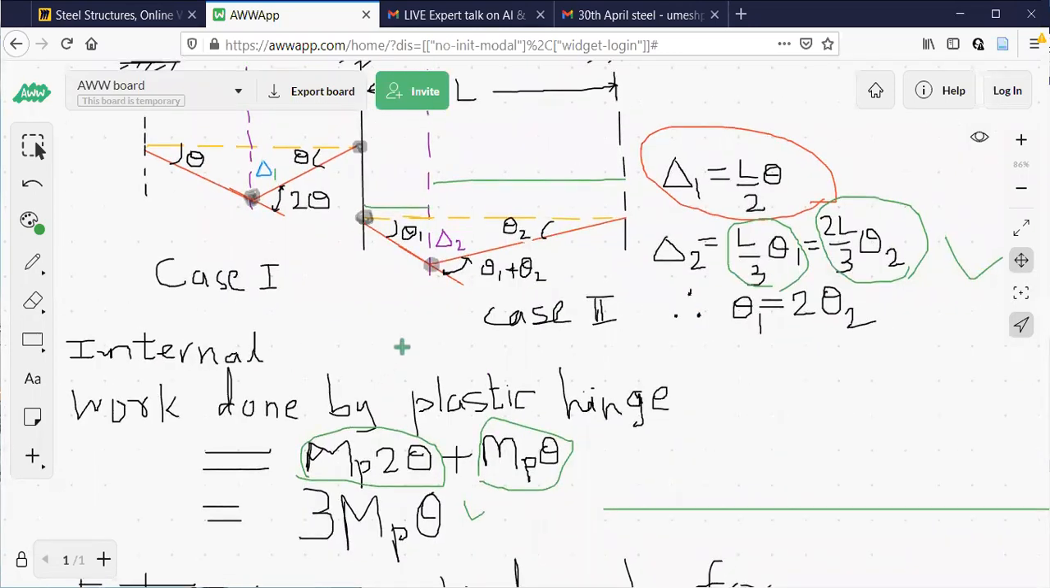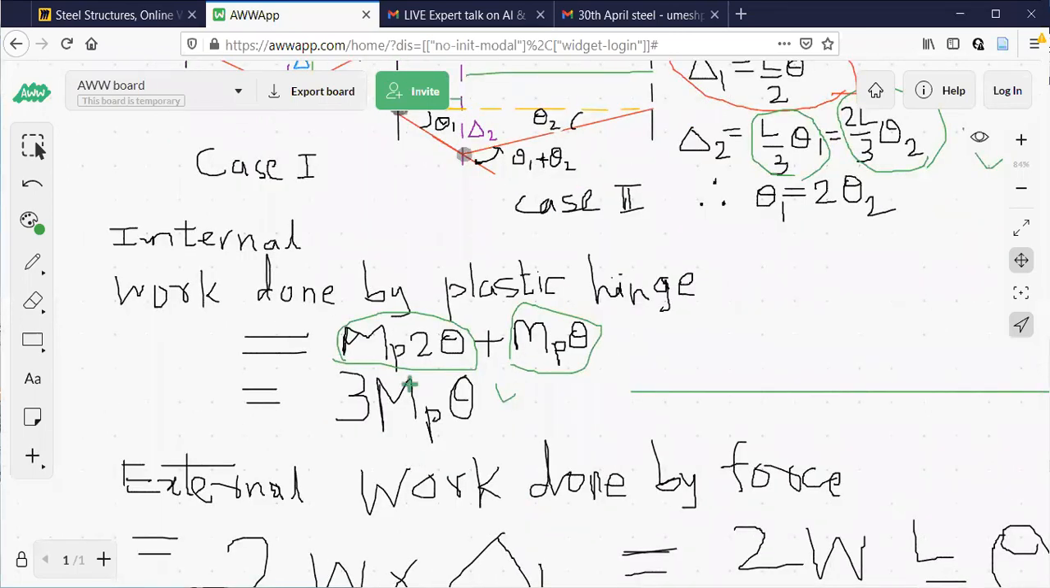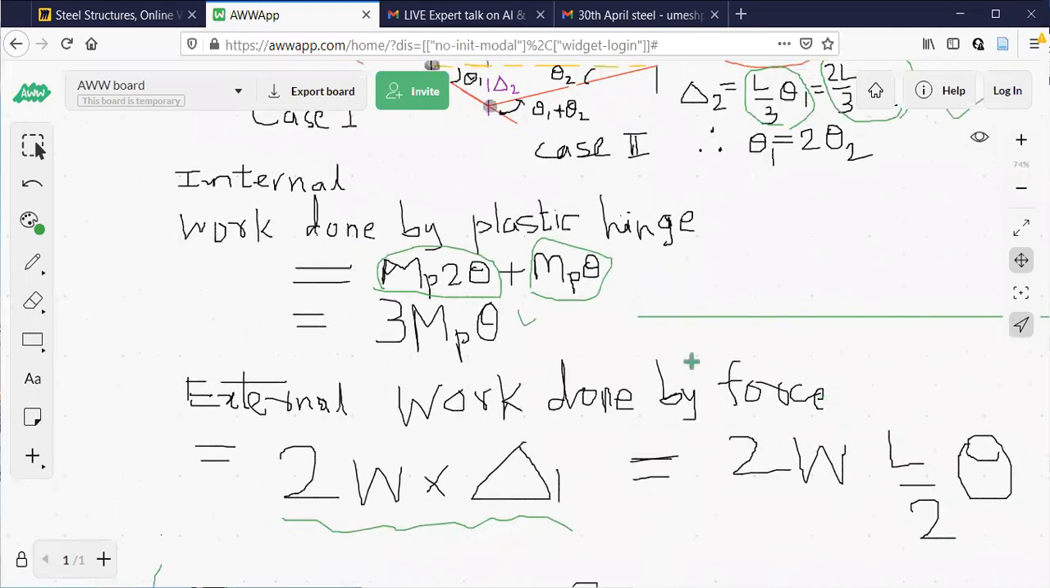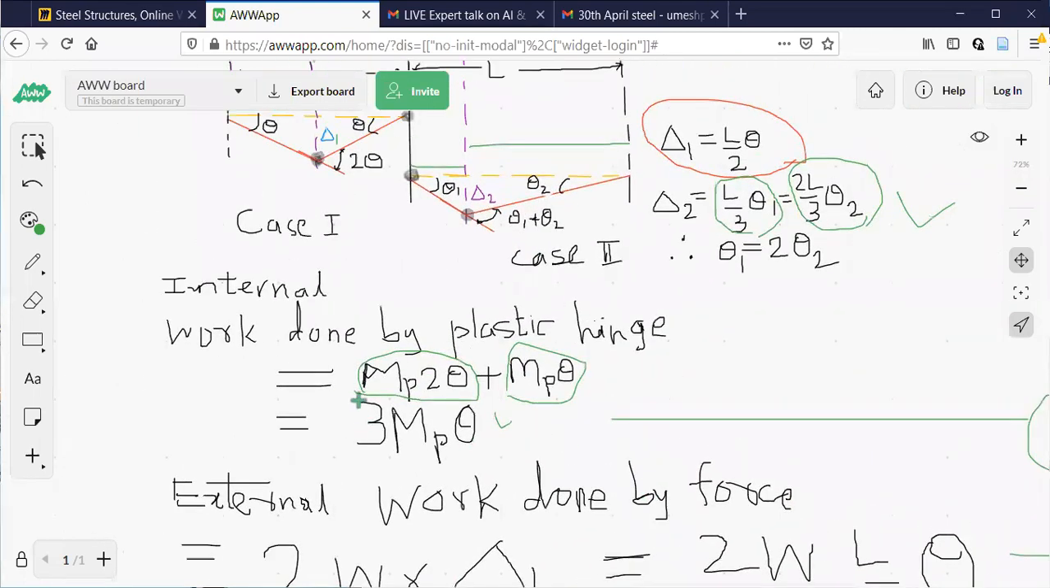Simply, internal work done by the plastic hinge equals external work done by the force. This one is very simple and straightforward. Force into displacement. Displacement should be calculated in terms of span and theta, converted to L by 2 times theta. That's all, the rest is nothing. Depending upon the number of plastic hinges and how much each plastic hinge rotates, this formula is generated.